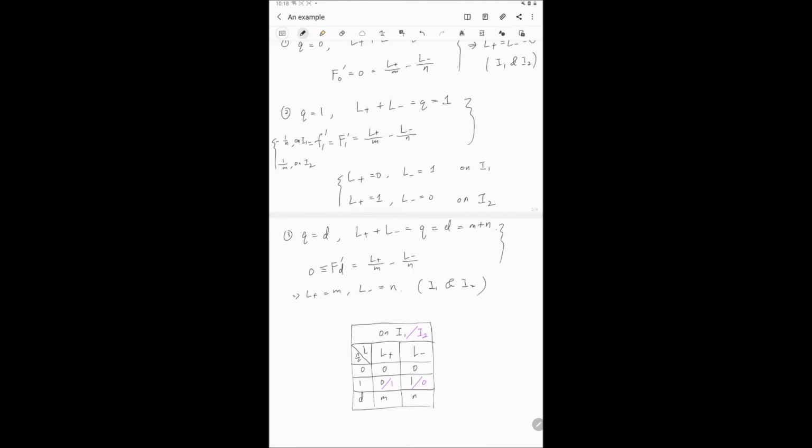So in case 1 or case 3, this holds for both I1 and I2. What we just computed can be summarized in the following table.